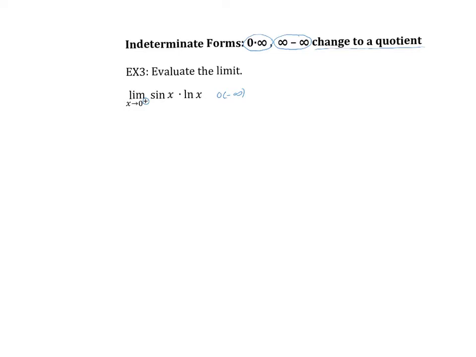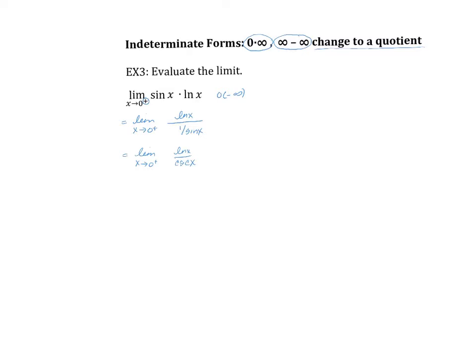What I'm going to try to do is create a fraction. So this is equal to the limit as x goes to 0 from the right of natural log of x. I'm going to put the sine of x in the denominator and create a fraction. And now this is just going to be cosecant in the denominator. So the limit as x goes to 0 from the right of the natural log of x over cosecant of x.